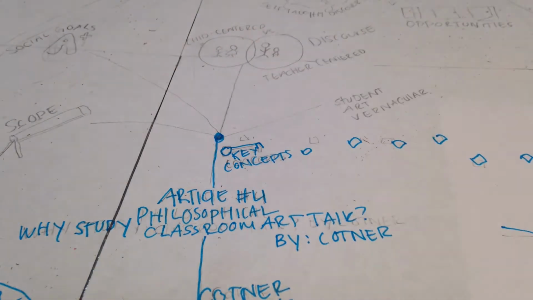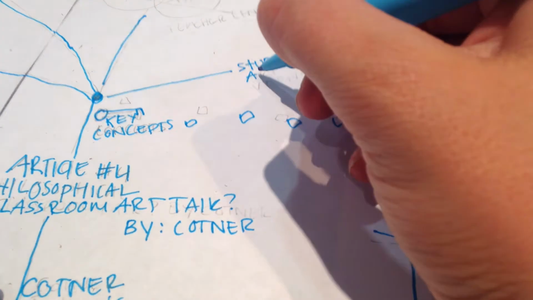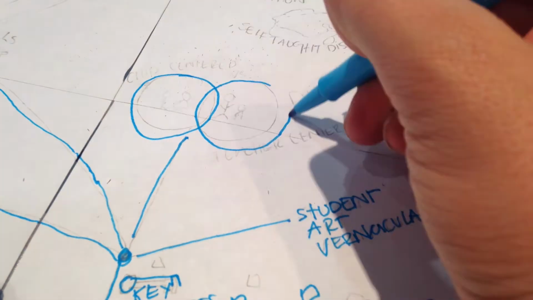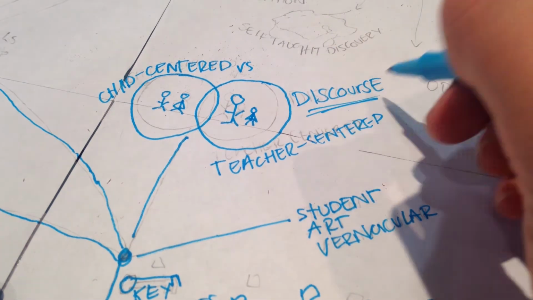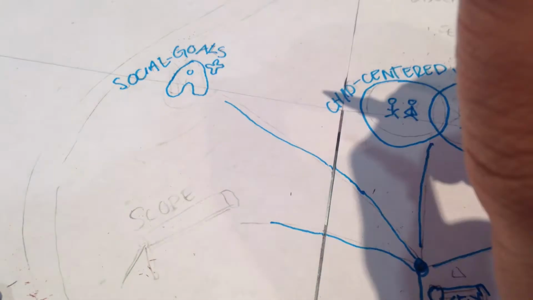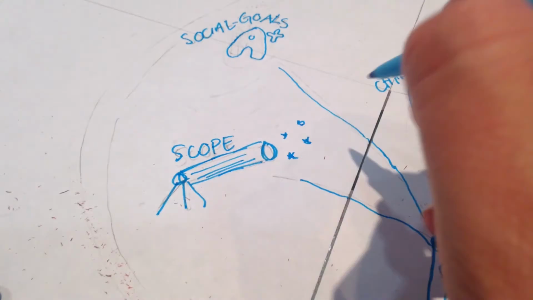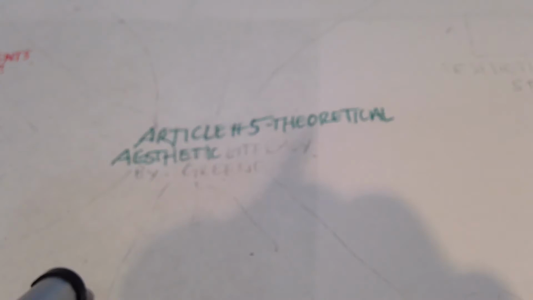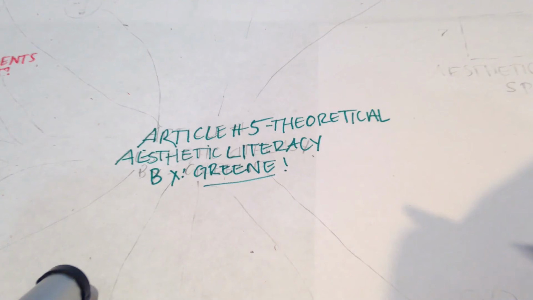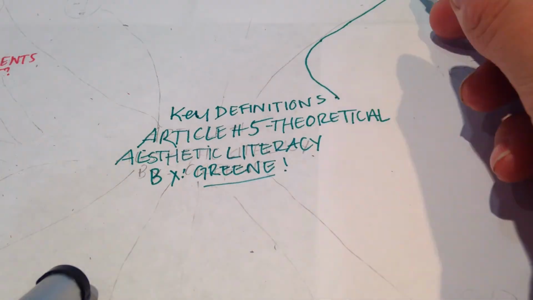His key terms furthered on this by things like student art vernacular, connecting back child-centered versus teacher-centered discourse, the idea of social goals, wanting that A, and the scope of how all of these play together. This brought me to my final article, which was more like my theoretical framework with Maxine Greene's aesthetic literacy.